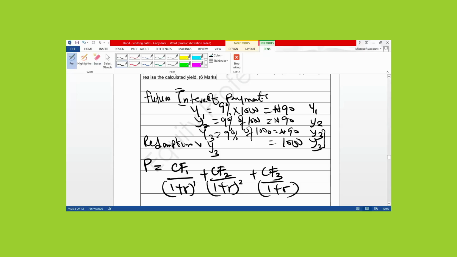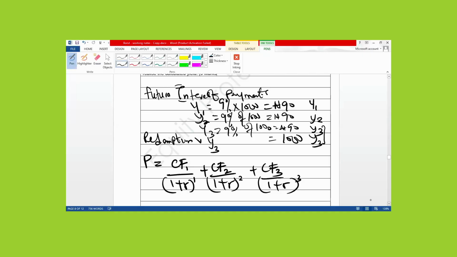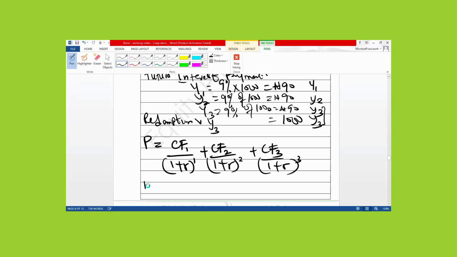R in year 3 raised to power 3. I don't know the price of this bond, but I know the cash flow in year 1, 90. Now, this bond is a default-free bond, and I've calculated spot rates on default-free bonds.